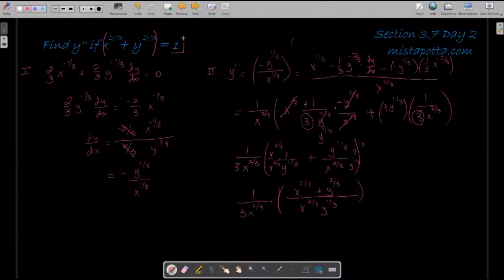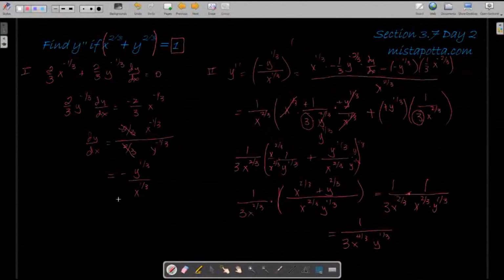In my original problem, I knew that x to the 2/3 plus y to the 2/3 equals 1. And so that means this numerator is really 1. So I have 1 over 3x to the 2/3 times 1 over x to the 2/3 times y to the 1/3. And so I can write this in a much nicer, more concise form: 3x to the 4/3 y to the 1/3. And considering how convoluted the algebra got in the process of solving for the second derivative, this is really a fairly nice example of a second derivative.